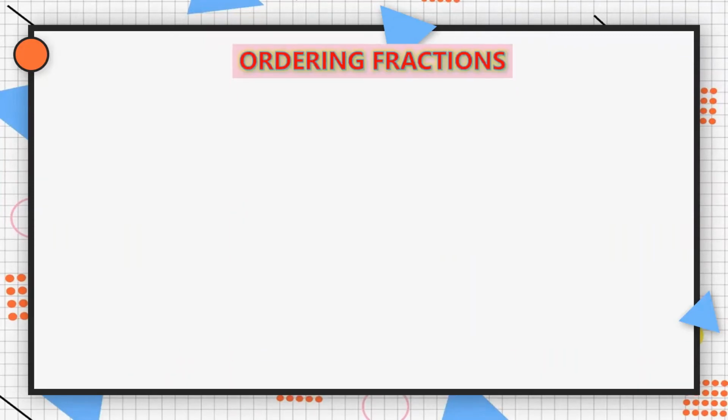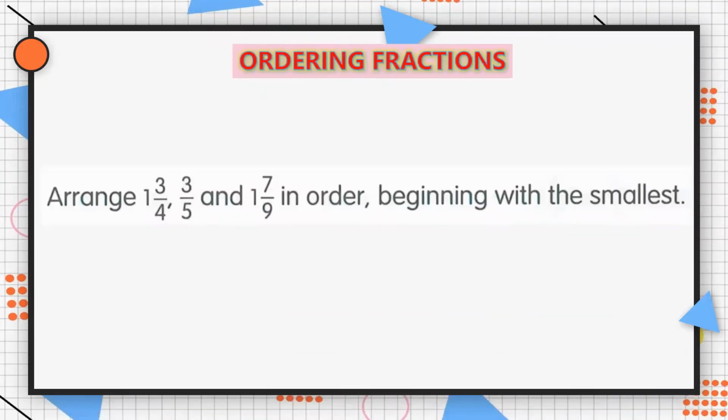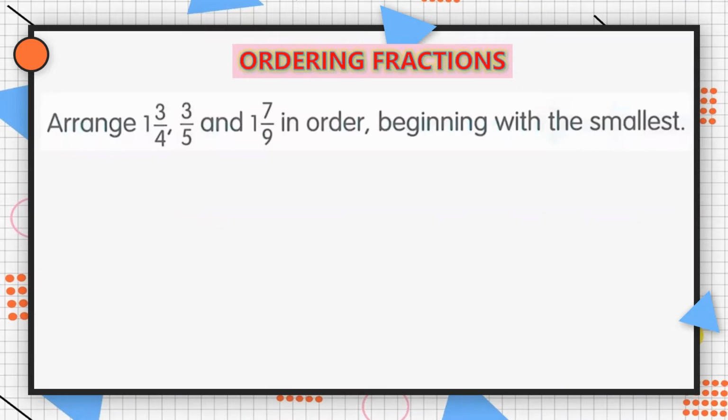Let's begin with this example. Arrange 1 and 3 over 4, 3 over 5, and 1 and 7 over 9 in order, beginning with the smallest. Observing the fractions given, there are 2 mixed numbers and 1 proper fraction. We know that a proper fraction is smaller than 1. And of course, mixed numbers are more than 1. Therefore, in these given examples, we already know that 3 over 5 is the smallest.